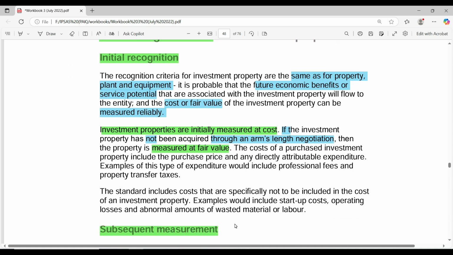Initial recognition. Same as for property, plant and equipment, as we discussed in an earlier chapter, IPSAS 17, PPE. The initial recognition of investment properties is the same. The basic two criteria are also the same. Number one, it is probable that future economic benefits or service potential associated with the investment property will flow to the entity. And second, the cost or fair value can be measured reliably.